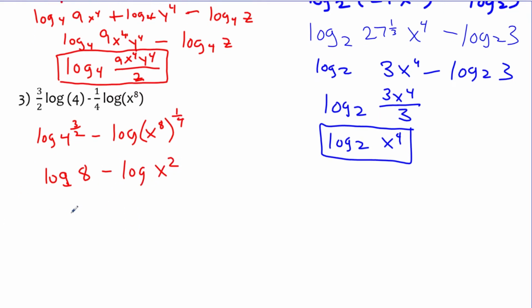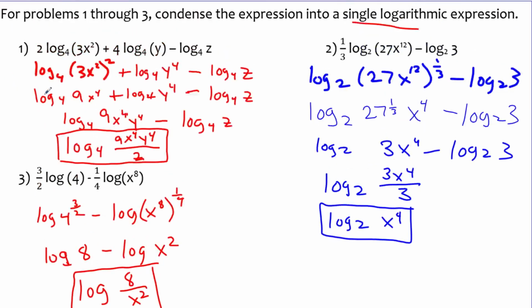Subtraction in between my logs means divide, so I'm going to turn this into now the log of 8 over x squared, and that is now in simplest form, 1 log. Okay, so again, make sure you know your properties of logs, and make sure that you know how to handle exponents using exponent rules. Make sure you know how to handle fraction exponents, even complex ones like 3 over 2, right? So you have to be able to do all of those skills without a calculator.